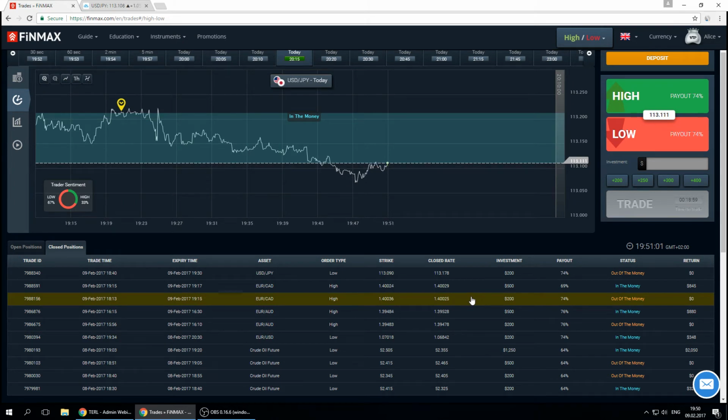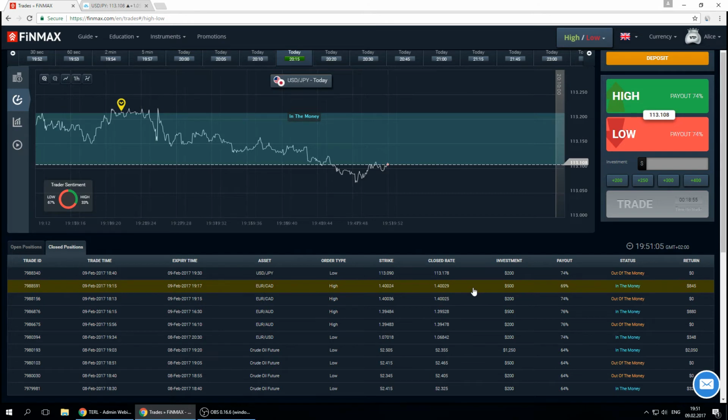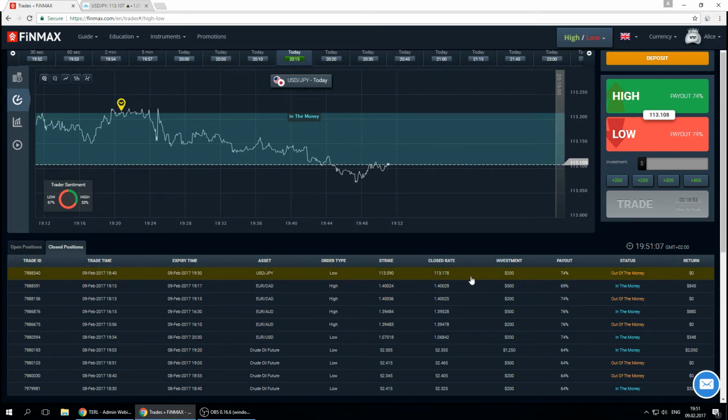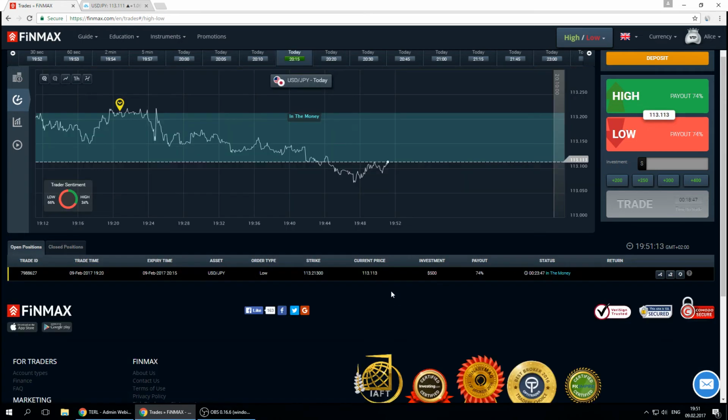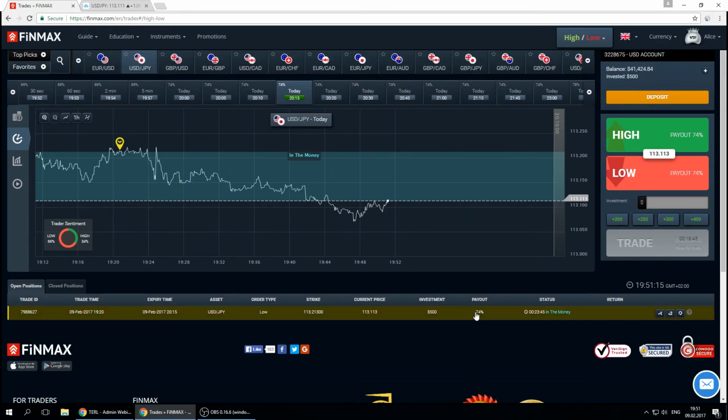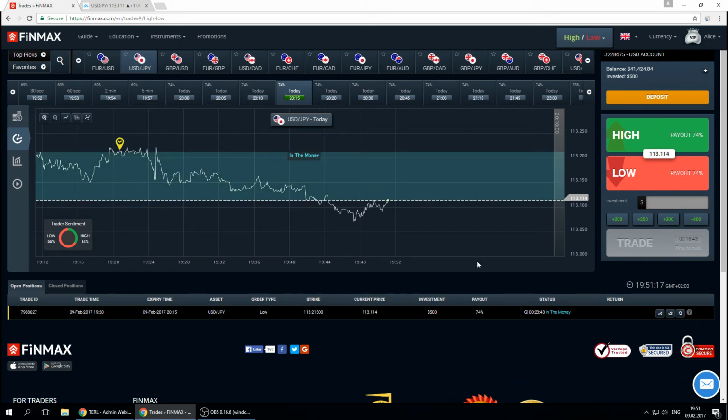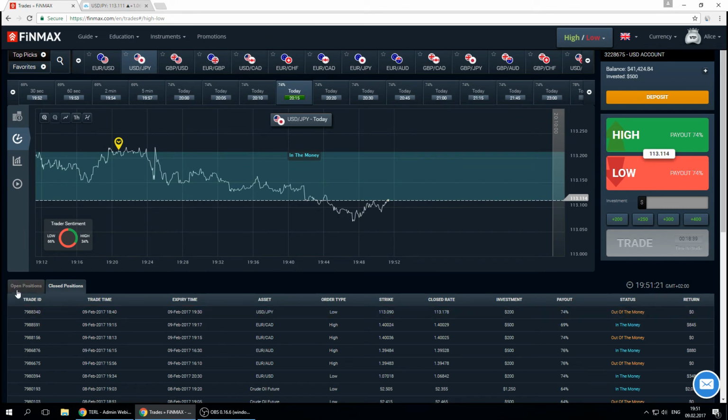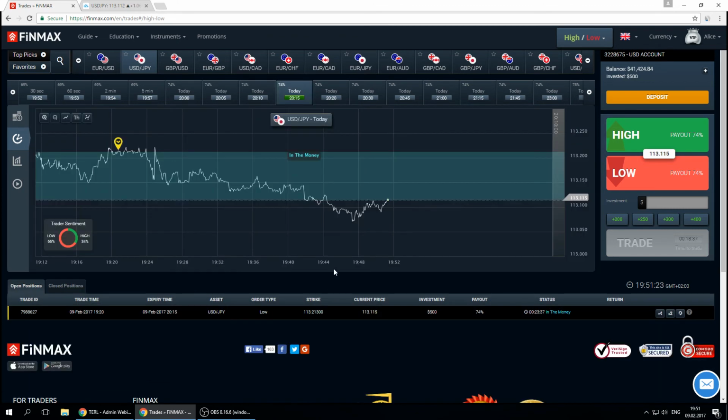Here is the same situation, one trade expired out of money, the second in the money. The loss was covered. And this last one that was closed expired out of money, but the current trade that I have opened is profitable right now, so it will cover the previous results and I will still be in profit.